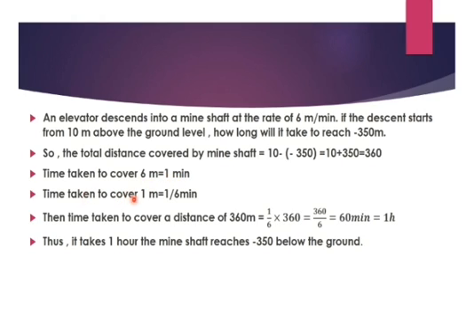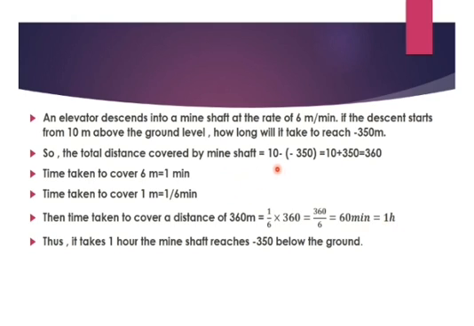Then the time taken to cover 1 meter is 1 by 6 minute. Then the time taken to cover a distance of 360 meters: 1 by 6 into 360. It's very simple. 1 into 360 is 360, and 360 by 6 gives 60 minutes. 60 minutes means 1 hour.